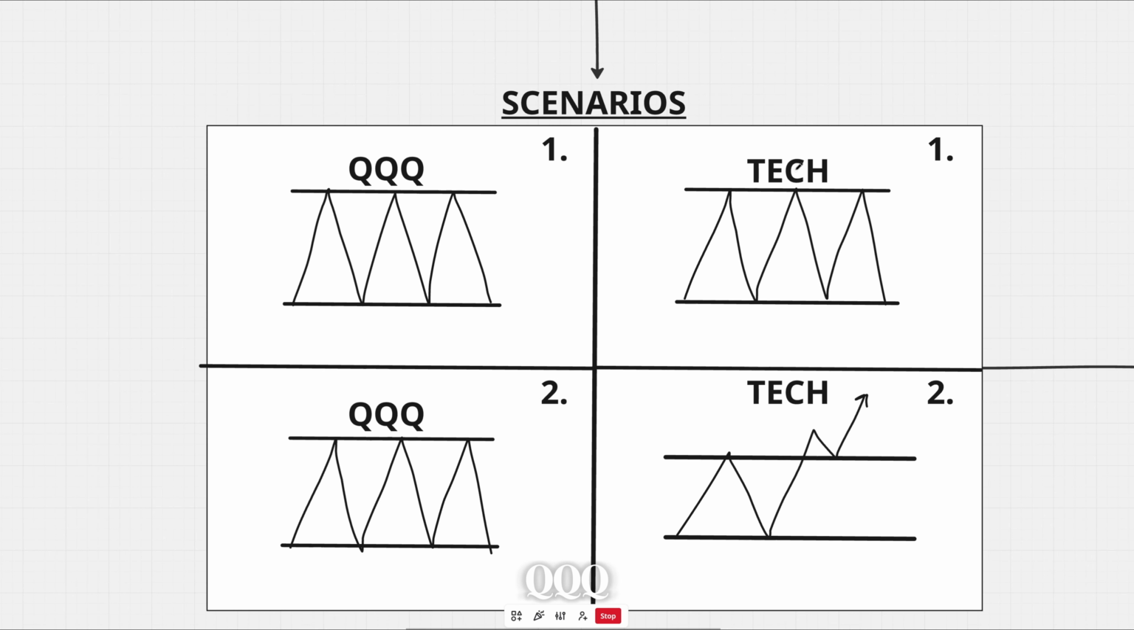So the QQQ can just be ranging, right? Like I mentioned previously, it's not making any new highs or any new lows. Now you can also have tech in the same scenario being also in its own range, not making any new highs or any new lows. This means that the QQQ and tech are closely correlated and they're moving alongside each other.